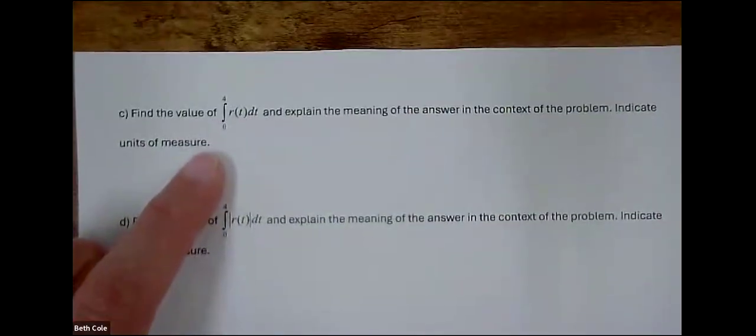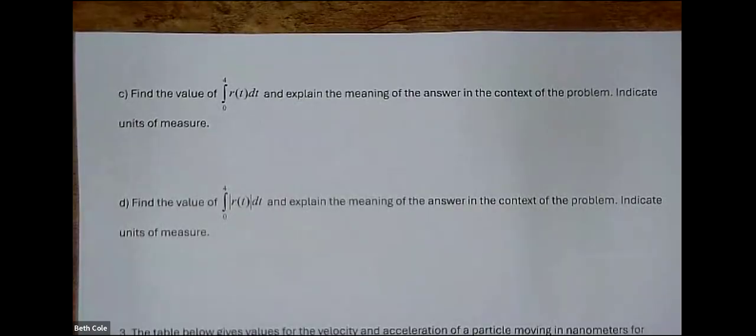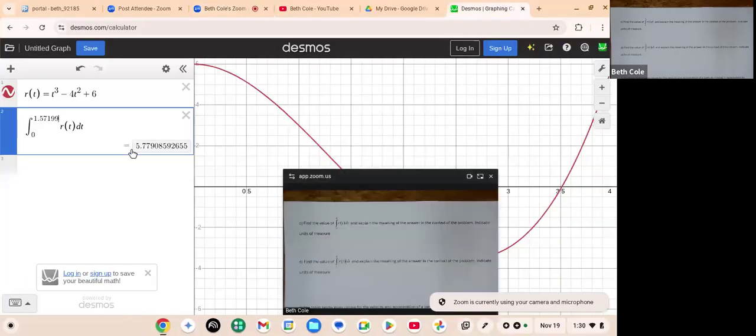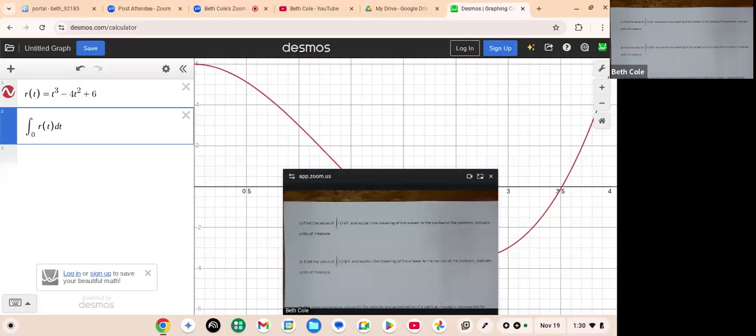Find the value of that and explain what it means. Okay, so let me share my screen again. I have this practically in there already. What am I going to do on my integral to change it? Like, what do I just need to change here? Yeah, I need to just change that to 4.